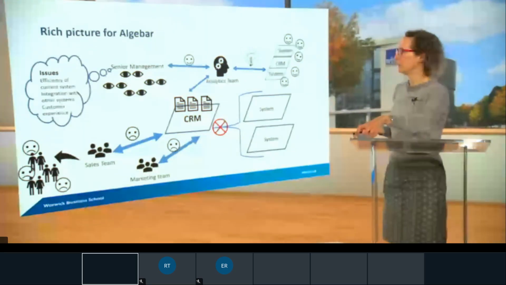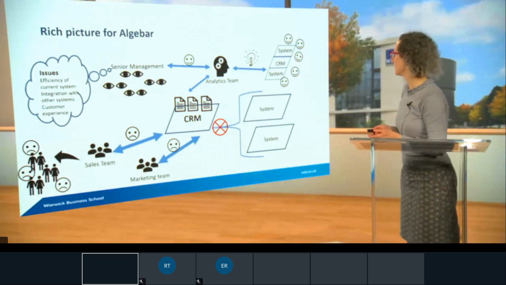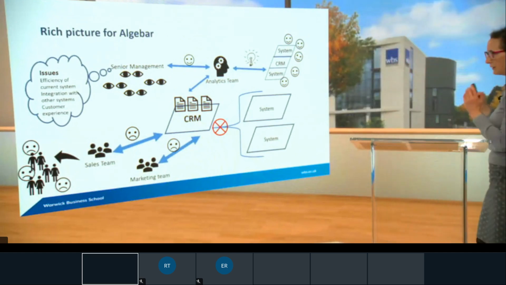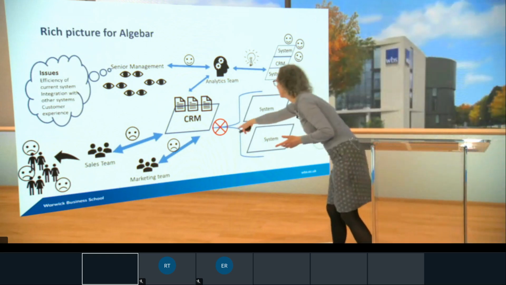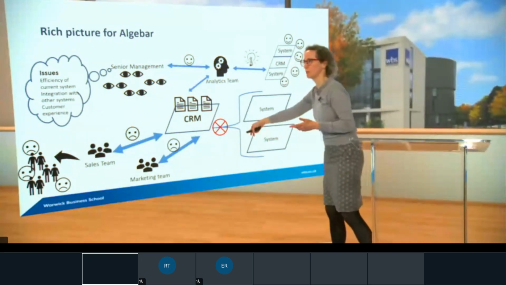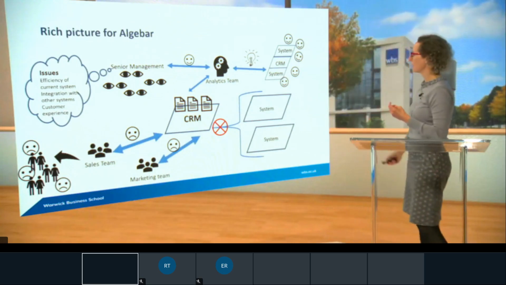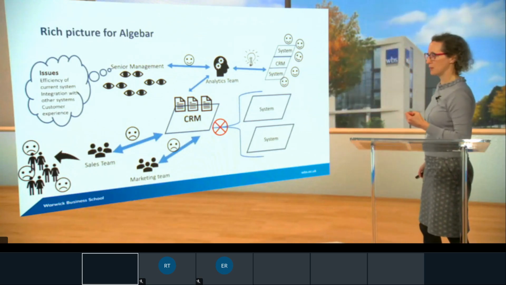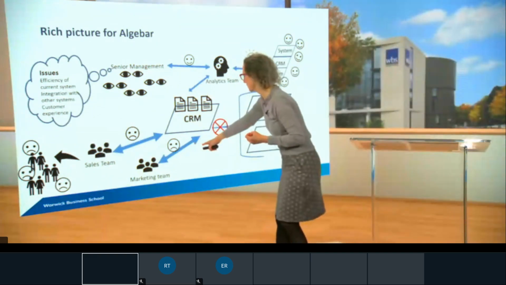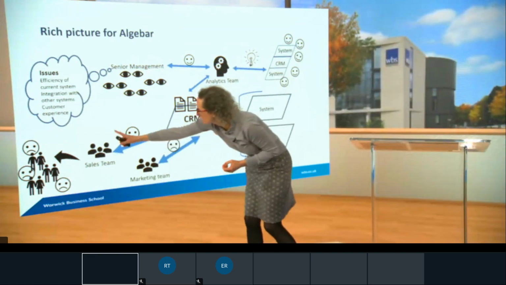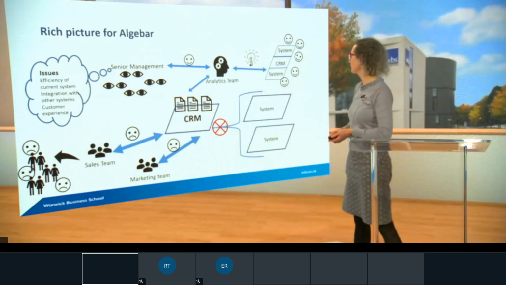And here we have a rich picture for Algebra. And what do we notice? Well, the first thing that my eye is drawn to when I look at this is the fact that we have this red piece here. We have a lack of integration between the CRM and some of the other systems. And people are unhappy about this. The sales team are unhappy, the marketing team are unhappy, and we can see quite a lot of unhappiness around the customers here in the corner.